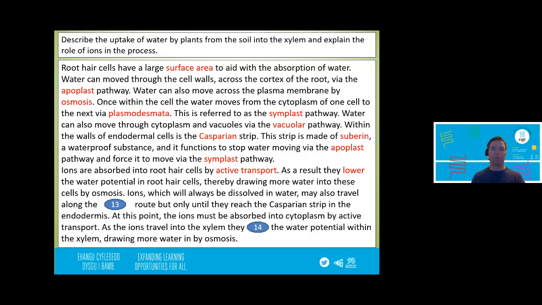Ions, which will always be dissolved in water, may also travel along the apoplast route. They can get there, but only until they reach the Casparian strip in the endodermis. At this point, the ions must be absorbed into the cytoplasm by active transport, and as the ions travel into the xylem, they lower the water potential within the xylem, and that draws water in that way. I have now put together all those terms, and you could do the same: explain that to someone else. I've given that idea now. It's something you can do.